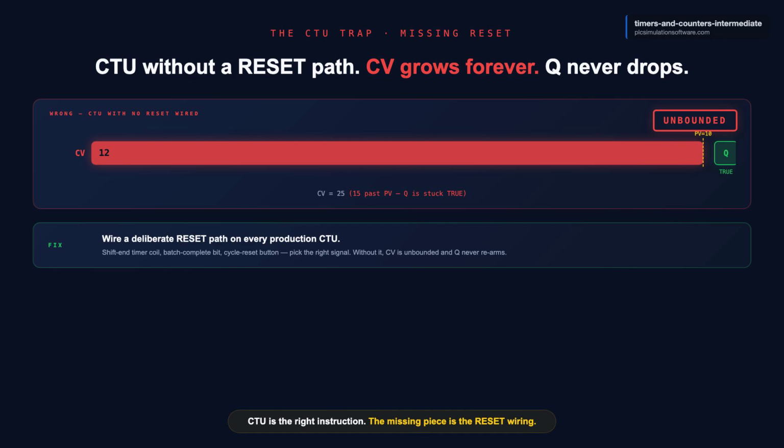CTU is the right instruction. The missing piece is the reset wiring. Every CTU rung in production code needs a deliberate reset path. Otherwise, the counter is unbounded.